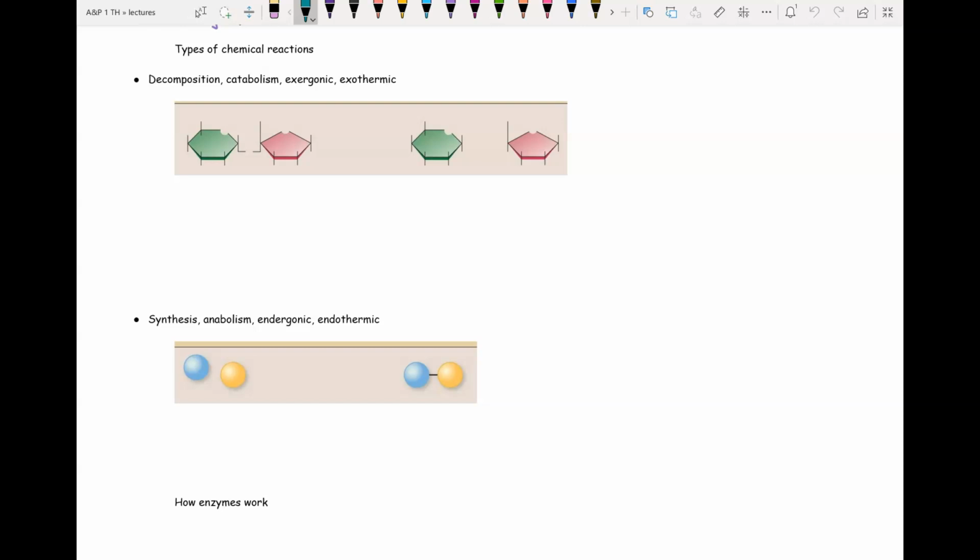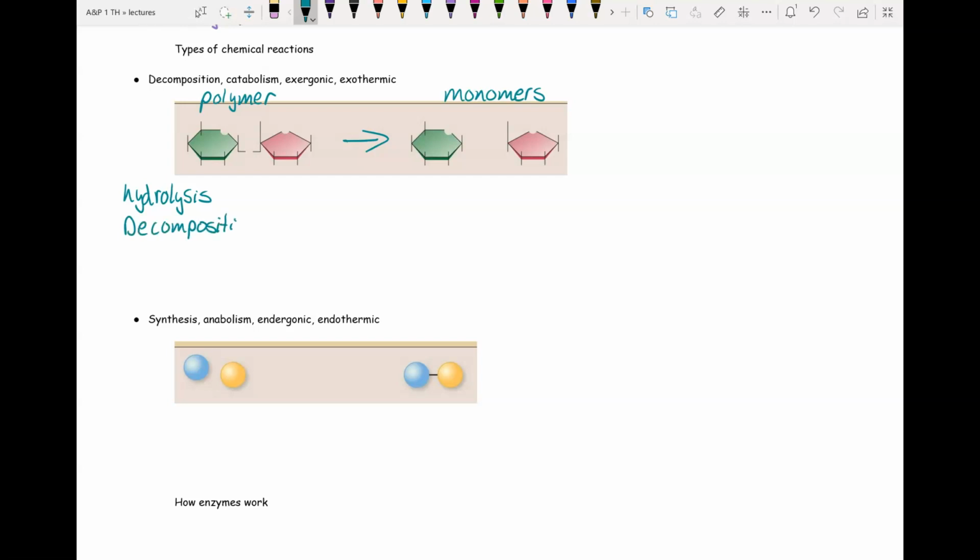In the top picture here, we are starting with a polymer. Notice it's two individual monomers linked together. We're going to break that bond and end up with separate monomers. So if we use a term you already know, this would be an example of hydrolysis. Hydrolysis is a type of decomposition.